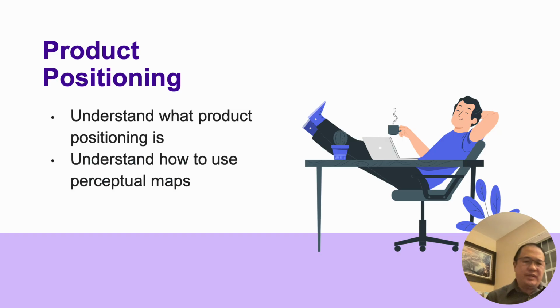What is a perceptual map? A perceptual map is a chart that shows how customers perceive different brands based on 2 important attributes. It helps marketers understand where their brand is positioned, how competitors are positioned, and whether there are gaps or opportunities in the market. So why is positioning important? It helps a company differentiate its product, build brand recognition, communicate value to customers, and gain a competitive advantage.